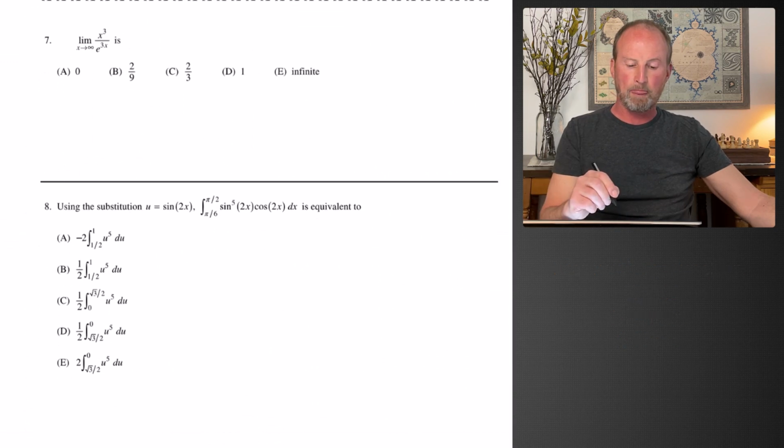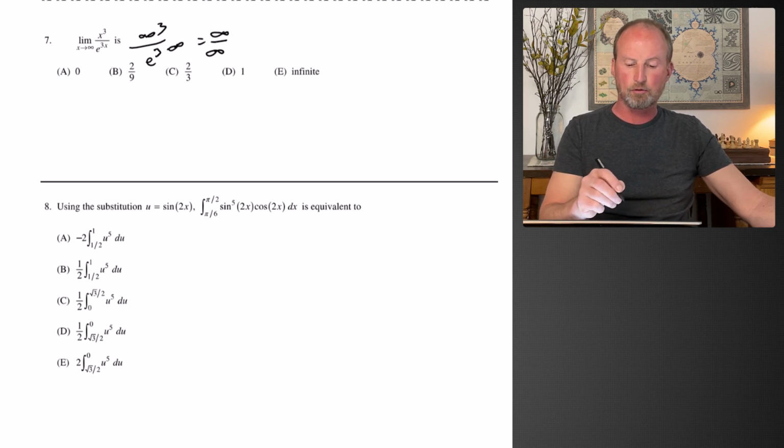Question number 7. We have the limit as x goes to infinity of x cubed over e to the 3x. To evaluate a limit, whether it's going to infinity, 0, 1, doesn't matter, I'm going to plug in the value, if possible, into my function for x and see what happens. We get infinity to the 3rd power. We get e to the 3 times infinity. Clearly it's infinity over infinity.